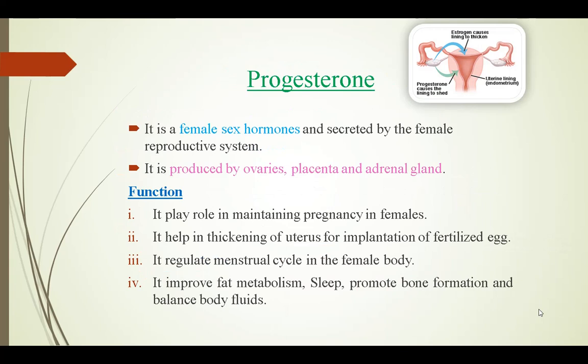Progesterone. It is a female sex hormone secreted by the female reproductive system. It is produced by the ovaries, placenta, and adrenal gland. Function. It plays a role in maintaining pregnancy in females. It helps in thickening of the uterus for implantation of the fertilized egg.